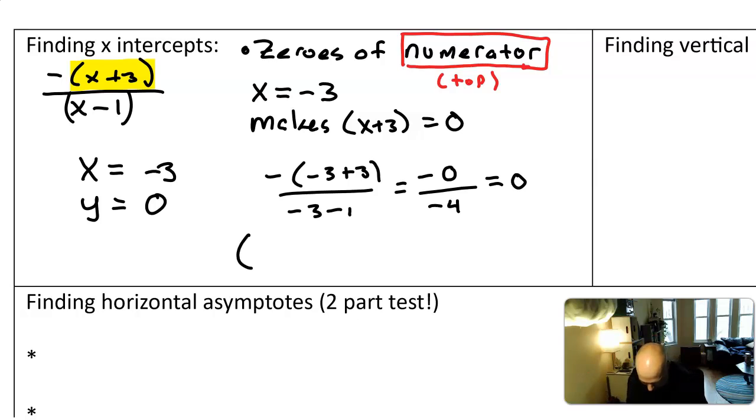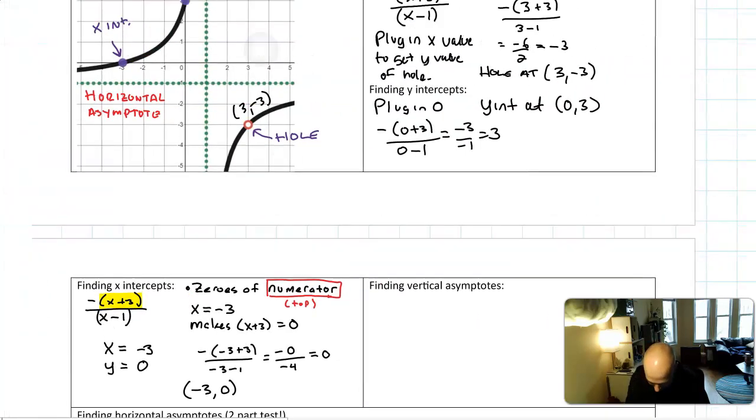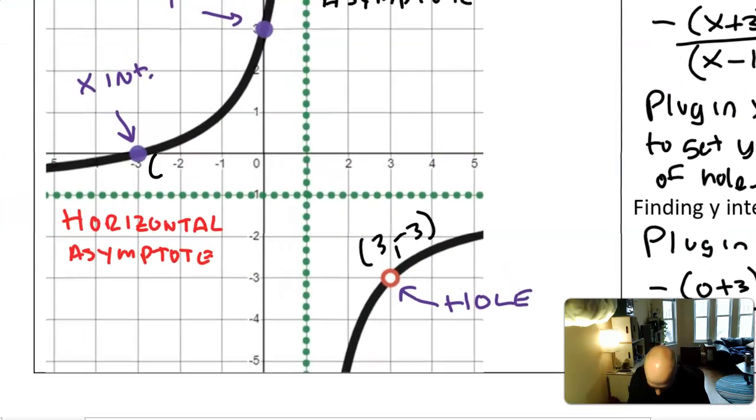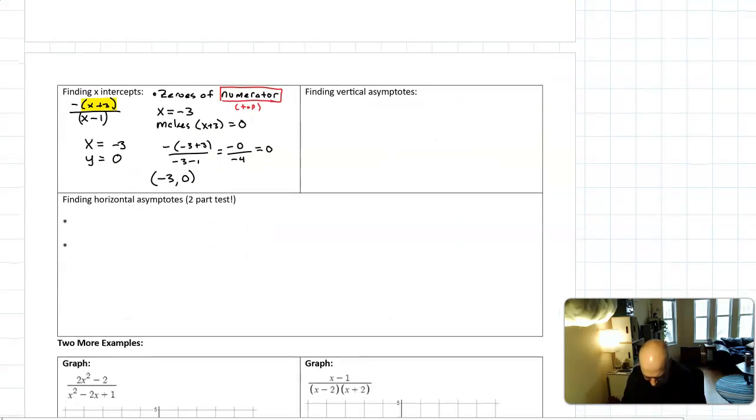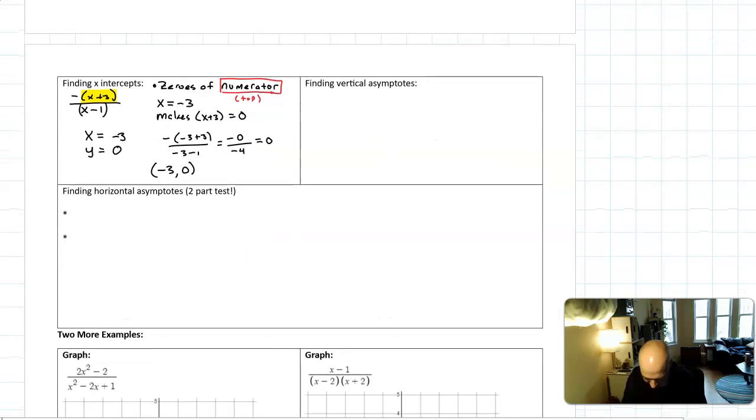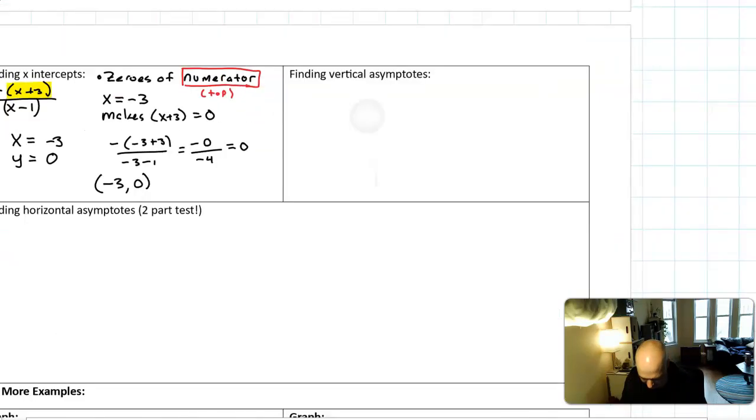So our x-intercept is going to be -3, 0, which you can see on the graph right here, -3, 0. Again, we're not graphing yet. I'm just referring back to this one. We will eventually make our own graphs. We're just looking at all the tests. So we know the x-intercepts.